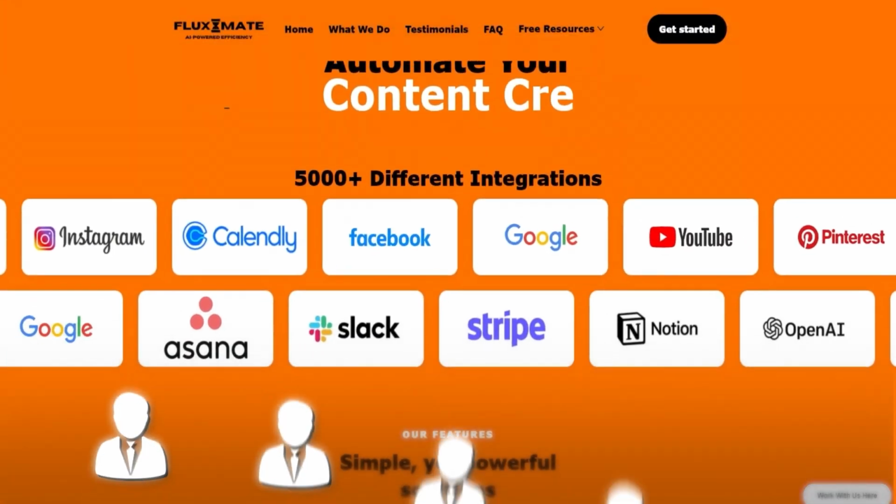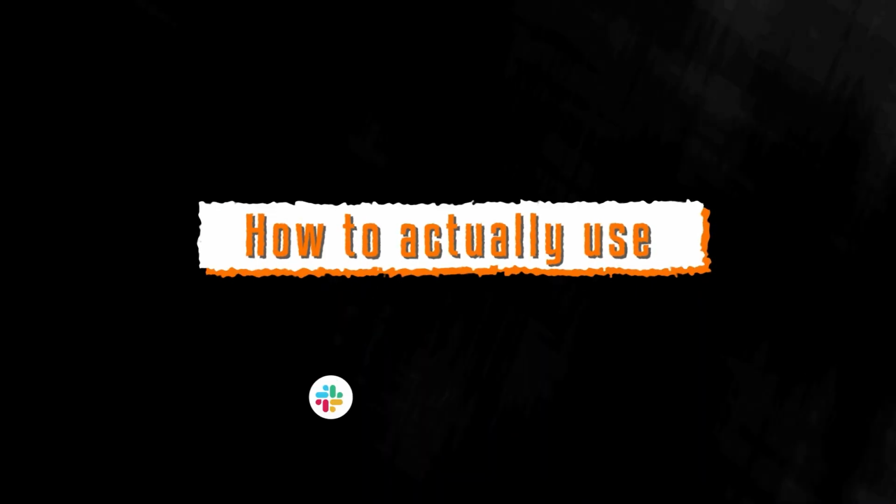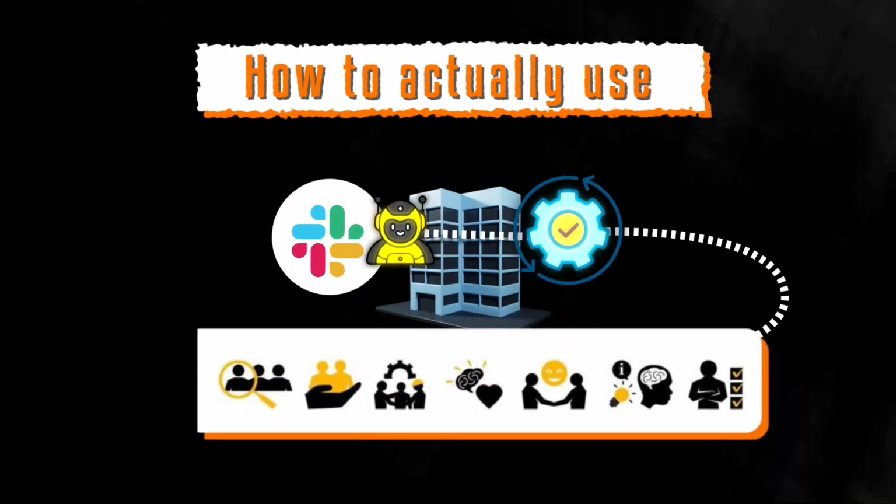We use this within our Slack onboarding at my agency Fluxomate, which helps agency owners all over the world set up scalable systems for their agencies. It's a massive game changer and just an easy way that you can streamline that onboarding, avoiding delays, and provide your clients with a better experience. If any of that sounded interesting, then trust me, you're going to enjoy this video. So let's get straight into how to use a Slack bot to automate your onboarding in your agency.